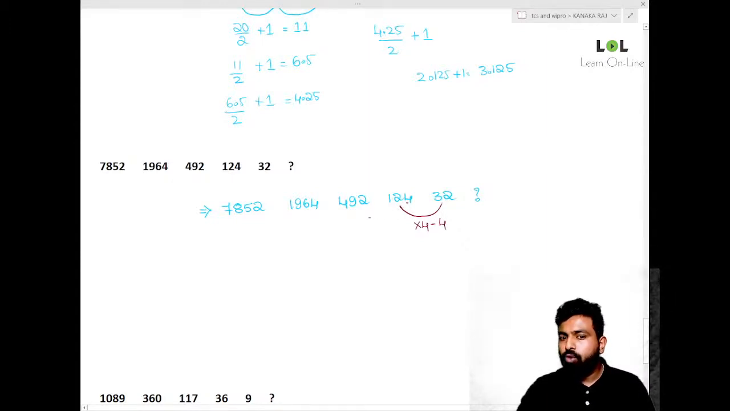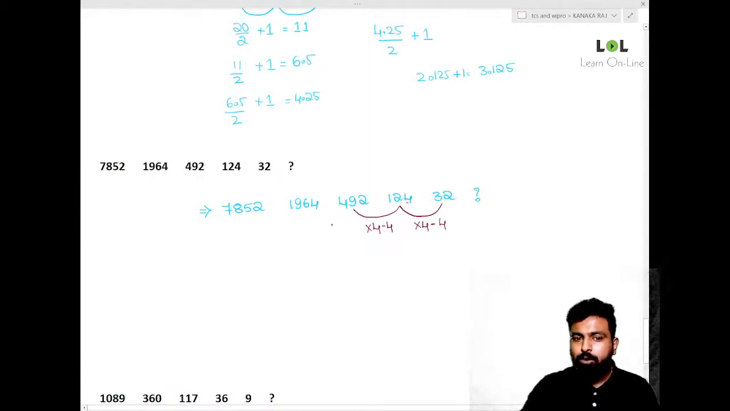Now, 124 to 492. 120 into 4 gives you 480. 4 into 4 gives you 16. 480 plus 16 gives you 496. 496 minus 4 gives you 492. Yes, Manohar, the answer is 9. Now, if you observe this properly, 492 into 4: 4 into 400 is 1600, 4 into 90 is 360. 1600 plus 360 is 1960, plus 2 into 4, which is 8. 1960 plus 8 is 1968, minus 4 gives you 1964. So if you've got the same logic three times, you can stop there.